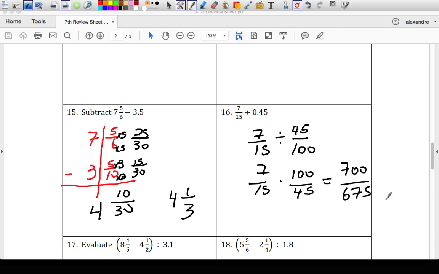So you can change it to a mixed number. 675 goes into 700 once. 25 over 675. And you can simplify that even further. 675 divided by 25 is 27. So 1 and 1 over 27. Okay.